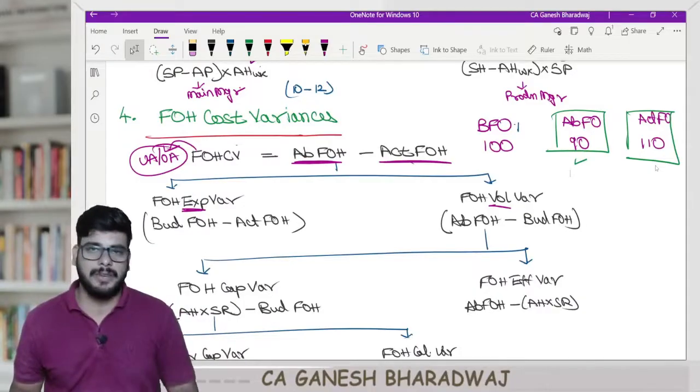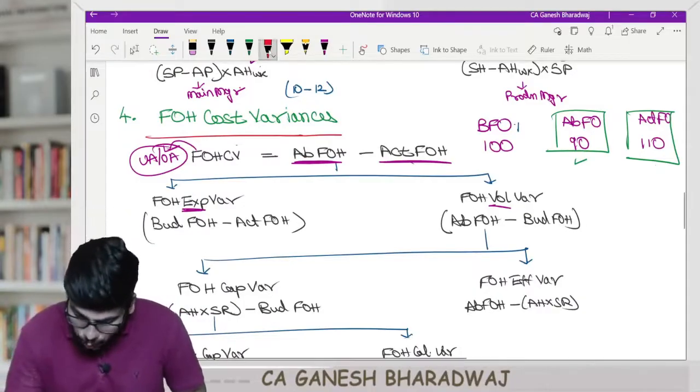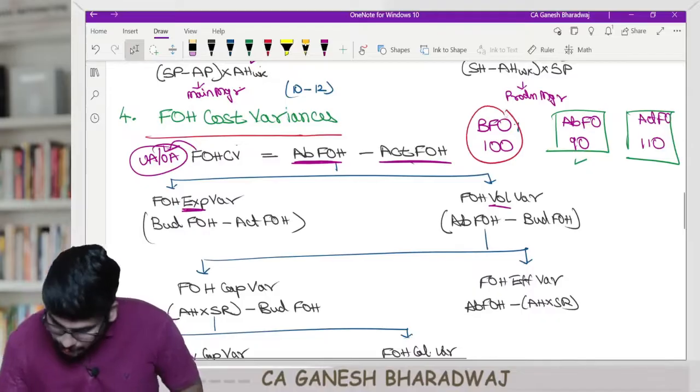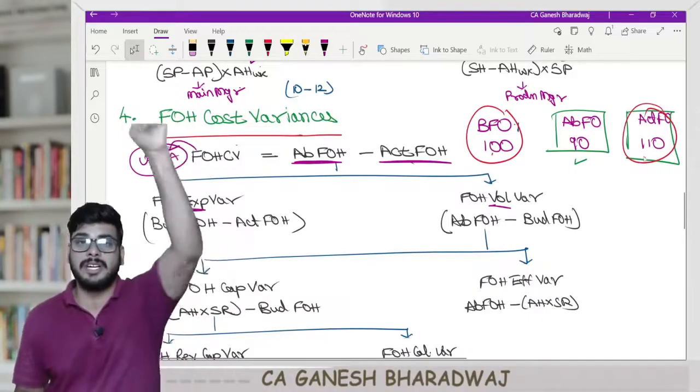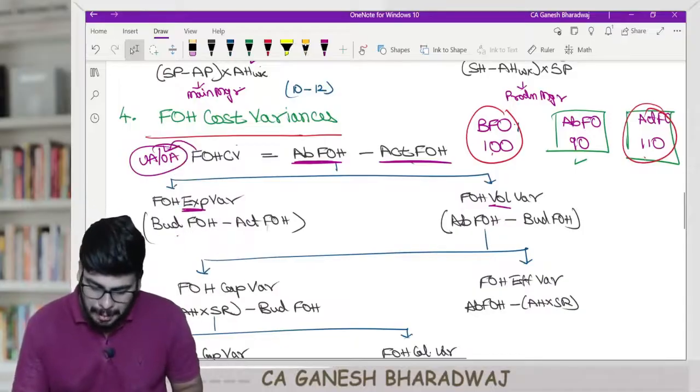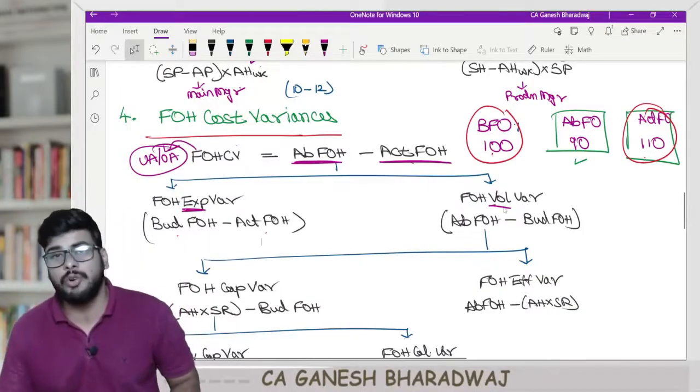Now, expenditure variance compares what and what? My budgeted figure with my actual figure. It is 100 minus 110. You have incurred 10 rupees more. Are you clear with this? Budgeted minus actual. Now, what is fixed overheads volume variance?